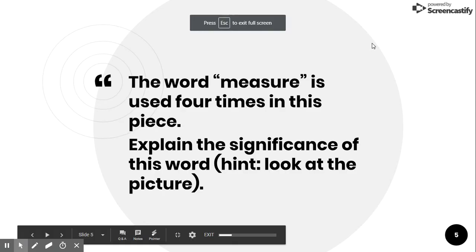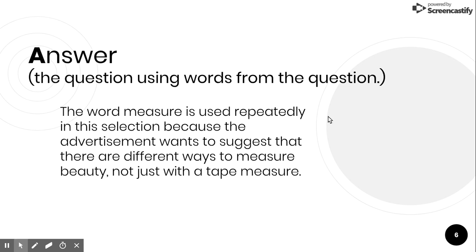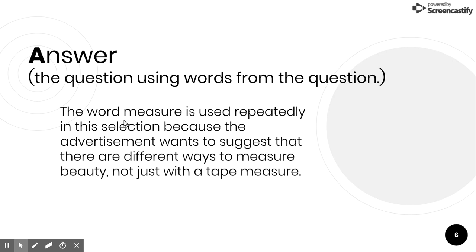So we'll look at a good level 4 answer. So answer the question using words in the question. The word measure is used repeatedly, so again using words, in this selection because the advertisement wants to suggest there are different ways to measure beauty, not just with a measuring tape. Okay, so that answers the question. That's why they've used it over and over again. Now we need to prove it.